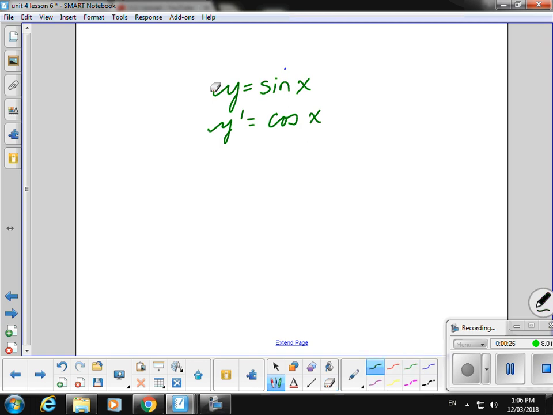If you have the function cos x, its derivative is negative sine x. So let's use those in a few examples.